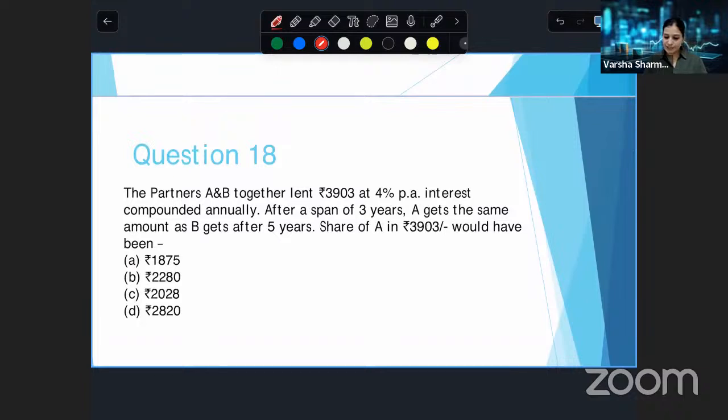The partners A and B together lent rupees 3,903 at 4% per annum interest compounded annually. After a span of 3 years, A gets the same amount as B gets after 5 years. Share of A in rupees 3,903 would have been. So rupees 3,903 is invested at 2 different options.